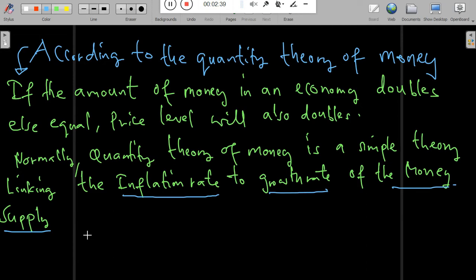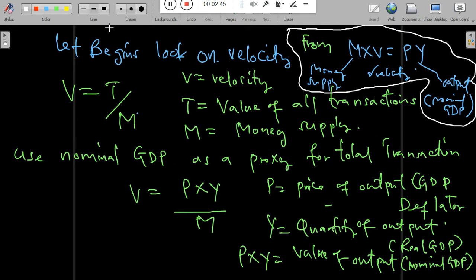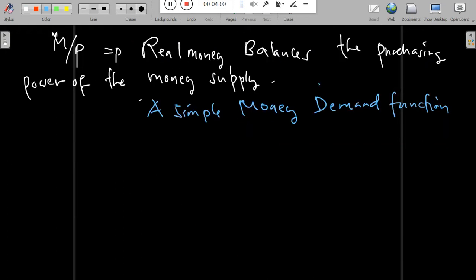So the inflation rate and the growth rate of money have a relationship that helps explain how the quantity theory of money operates. Now let's begin by looking at the concept of velocity. Velocity is given by T over M, where T represents the value of transactions and M represents the money supply. In another way, V is equal to nominal GDP over the money supply, where P is the price of output and Y is the quantity of output, and PY is the nominal GDP.